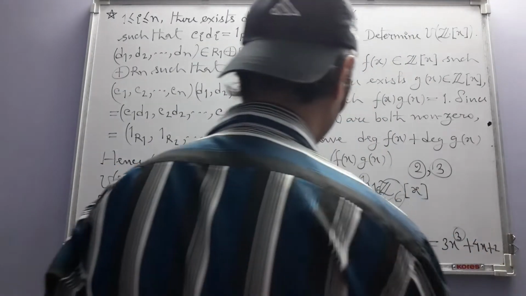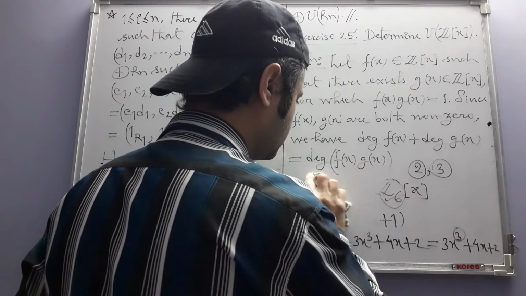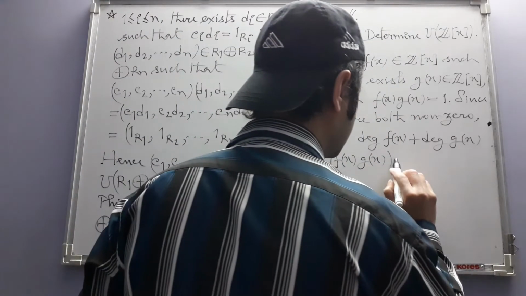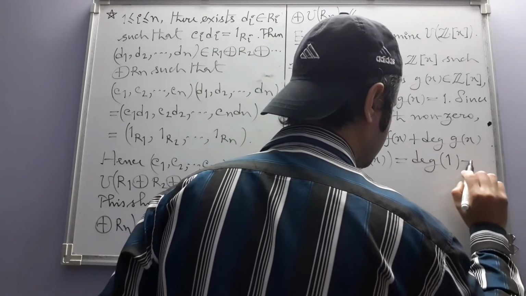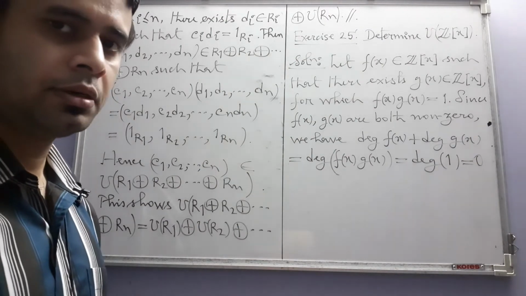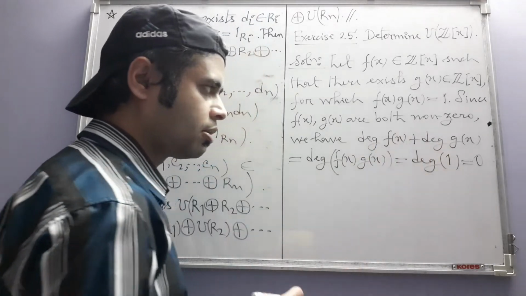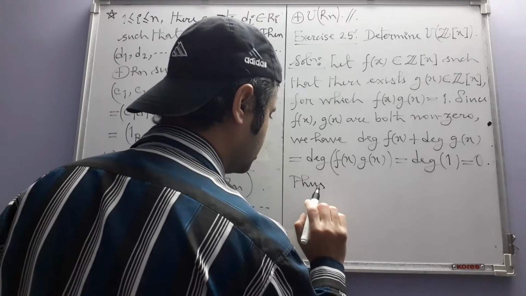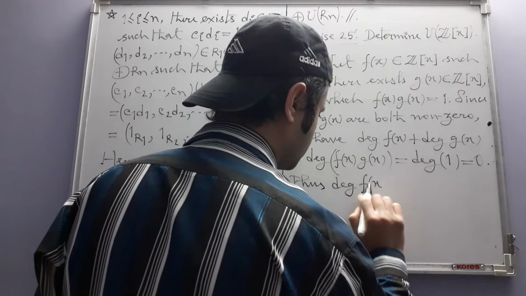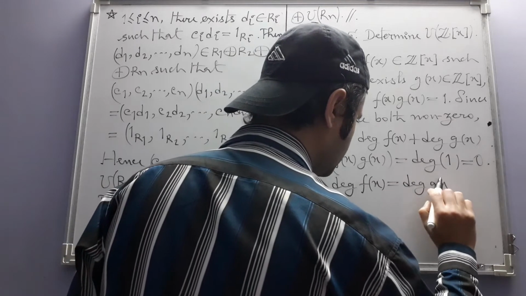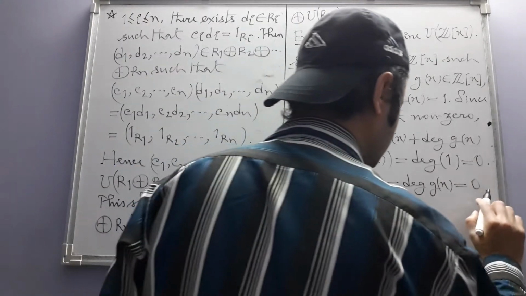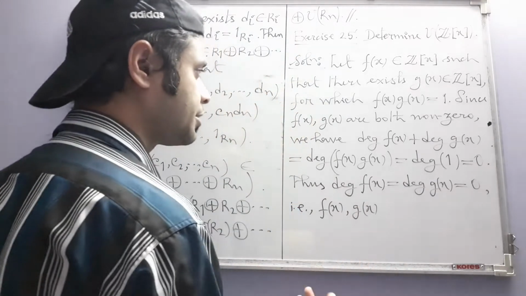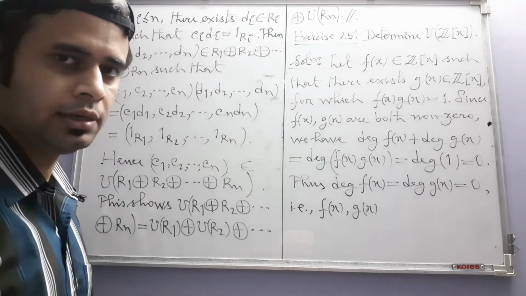Okay, so now this is not a part of the solution, so let's just wipe it out. Now this is equal to degree of 1, which is a constant, so its degree is 0. Now degree by definition is a non-negative integer, so the sum of two non-negative integers is 0, so each one has to be 0. Thus f(x) and g(x) are constant polynomials. Constant polynomials in this ring means they are integers.